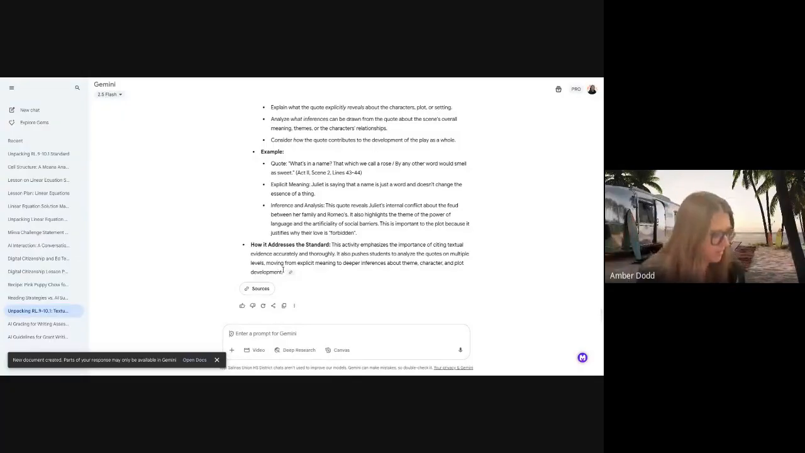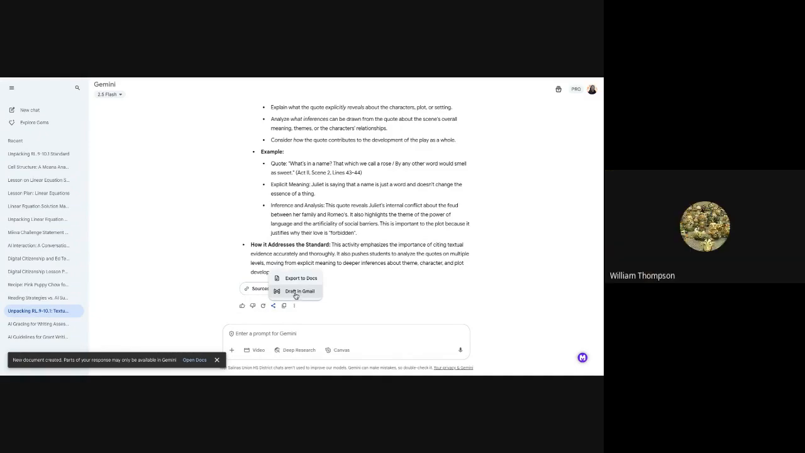Yes. So at the very bottom here, now let me zoom. Let's see if I can zoom in here. Oh, it's not letting me zoom in. Sorry, it's a little small. But down here at the bottom of the output, you should have the share and export, and you can export it to Docs or draft in Gmail. Okay, thank you. I see it now.